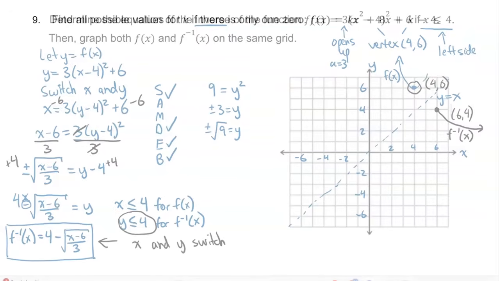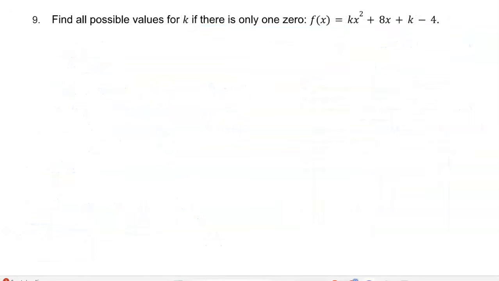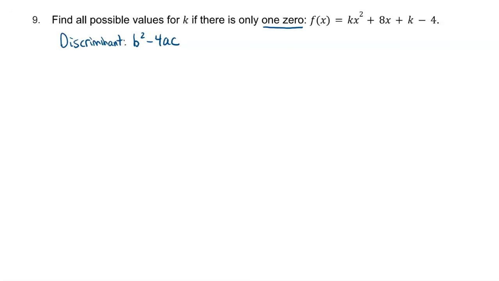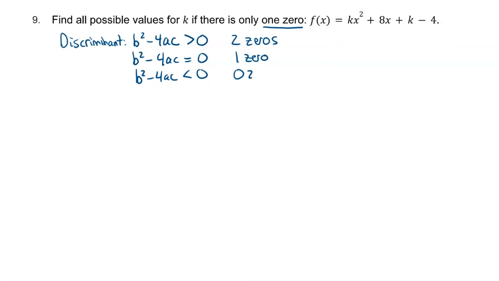So there you go. Number 5 says find all possible values for k if there's only one 0. f of x equals kx squared plus 8x plus k minus 4. So what would we substitute in for the k in order to make that have 1 0? Well, to have 1 0, remember that the number of zeros is based on the discriminant. The discriminant is the value that's under the square root in the quadratic formula. So the b squared minus 4ac, if that's bigger than 0, has 2 zeros. If that's equal to 0, there's only 1 0. And if it's less than 0, there's no zeros, or 0 zeros.